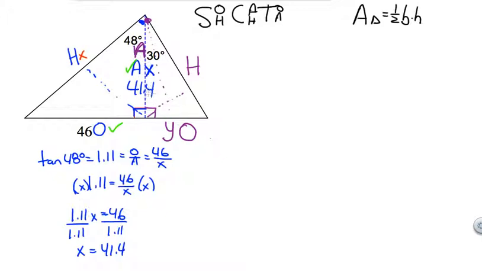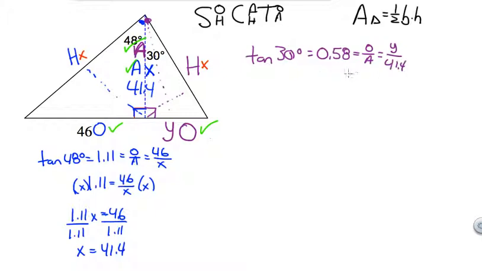And so what do I know? I have my adjacent, that's 41.4. My opposite is Y, that's what I'm trying to get. I don't have any information about my hypotenuse. So once again I have opposite and adjacent, so I'm going to use tangent. So what I know is that the tangent of 30 degrees, if I look that up, equals 0.58, which like all tangents is equal to O over A, which in this case is Y over 41.4.